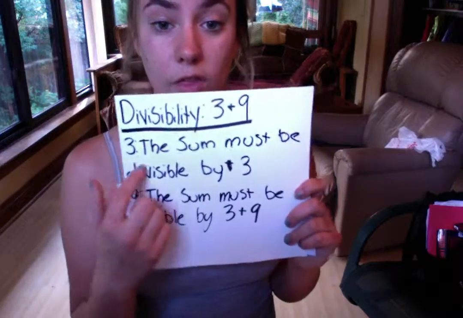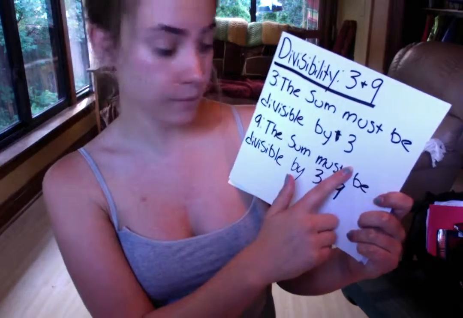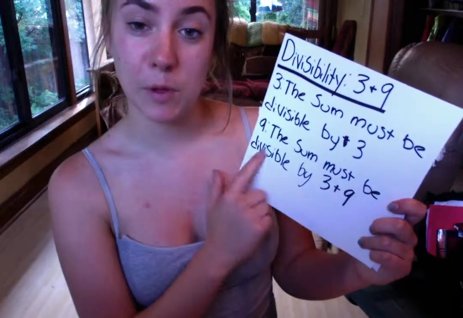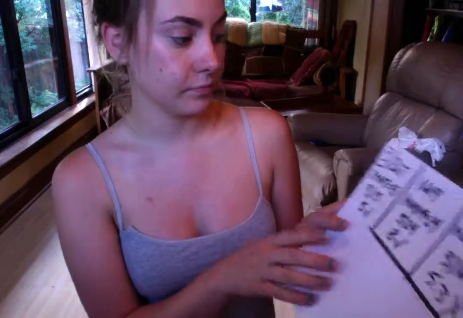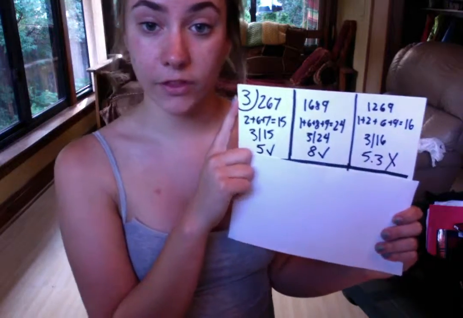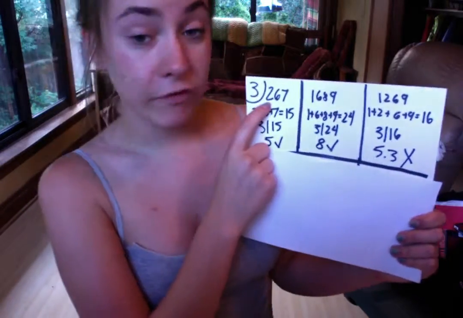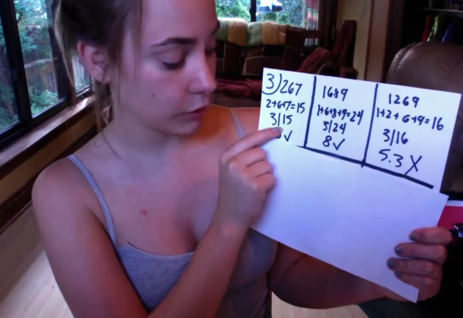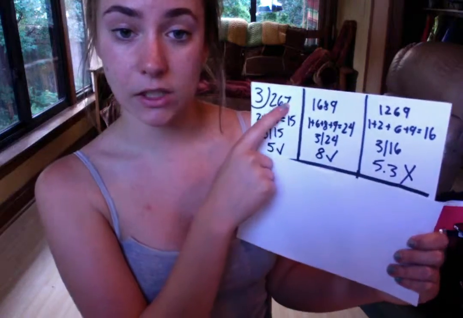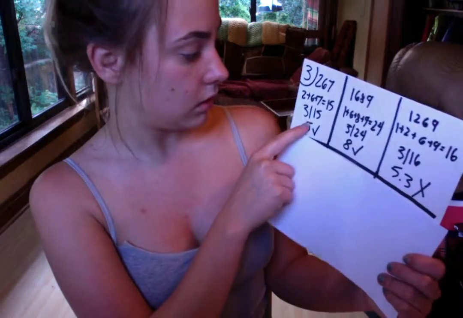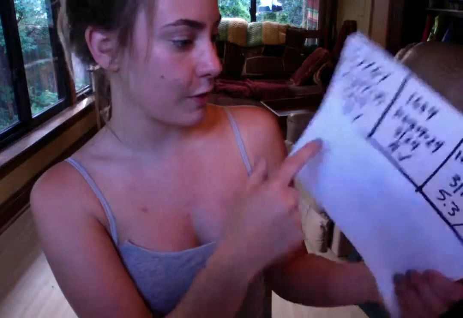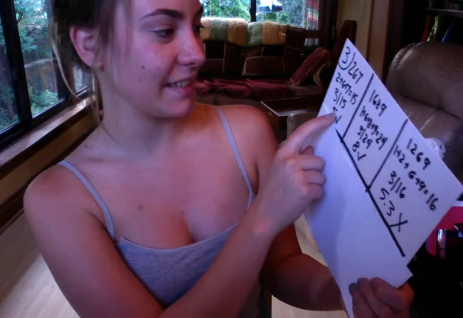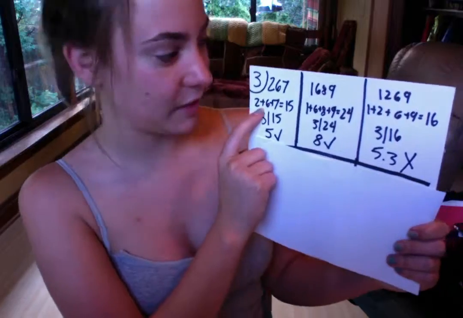Next, I will teach you the divisibility of 3 and 9. For 3, the sum of the digits must be divisible by 3. For 9, the sum must be divisible by 9. We're going to start off with divisible by 3. First number is 267. 2 plus 6 plus 7 is 15. 15 divided by 3 is 5. I'm sorry, the answer is 5, so the whole number, 267, is divisible by 3.